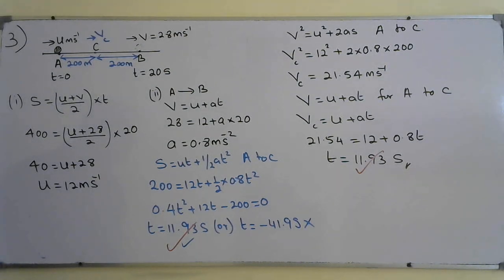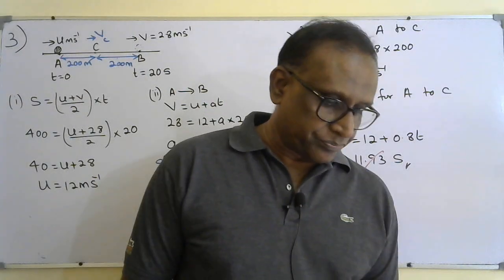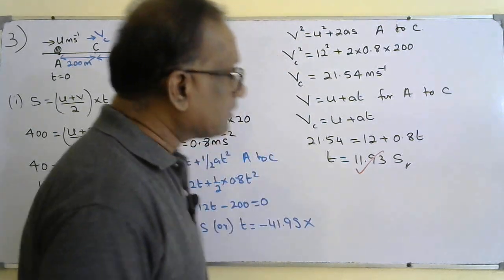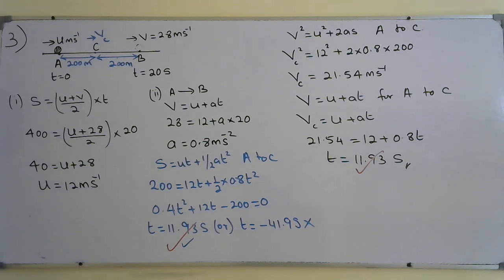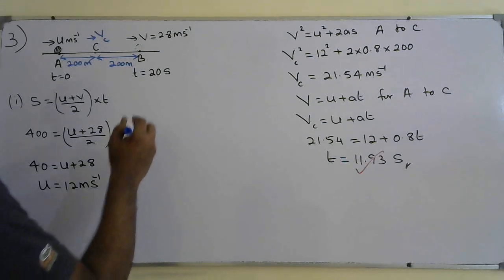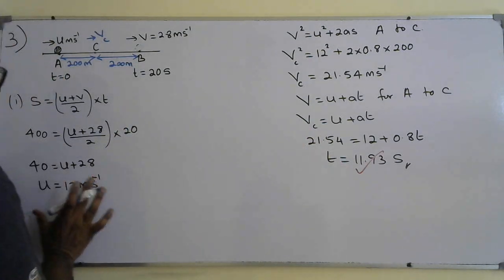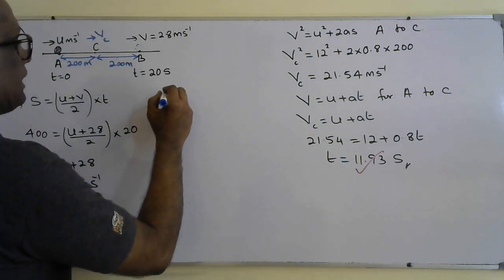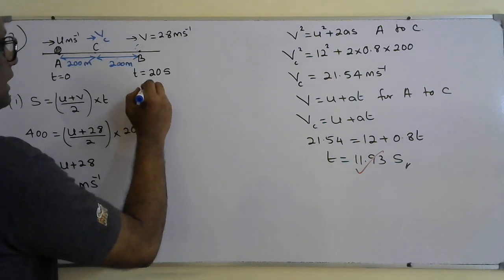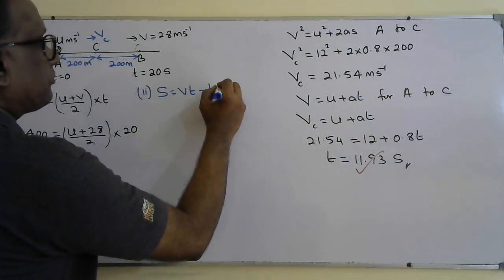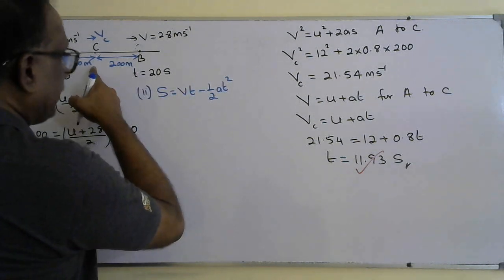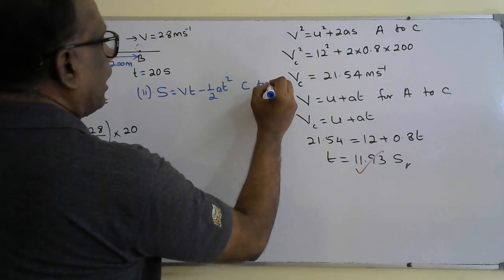If you want, you can use s equal vt minus half at squared. That also you can use for the motion from C to B, right? You can do that way also. This is the third method. But anyway, we need the acceleration. Same question we are answering, still second part. We use s equal vt minus half at squared for the motion from midpoint C to B.